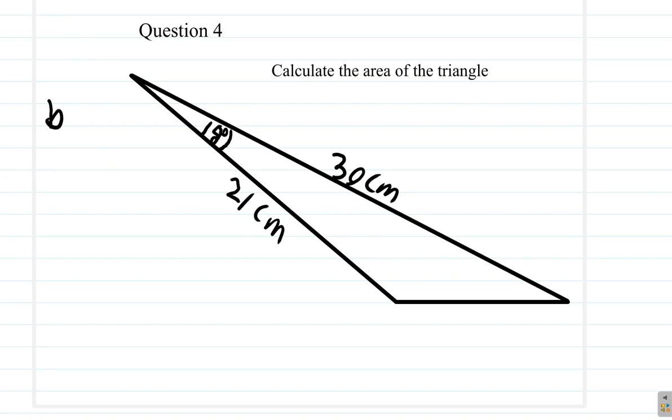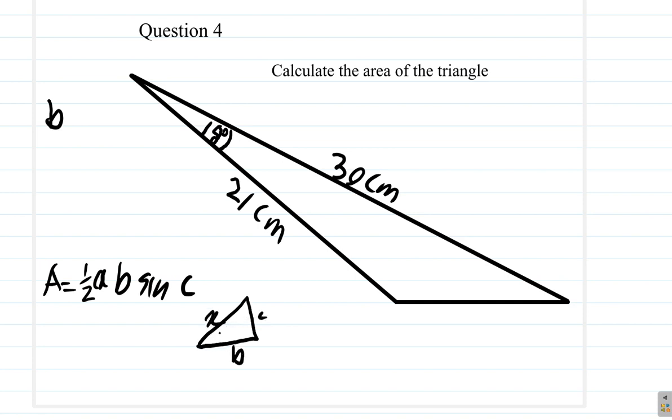Now, the formula we're going to use is generally it says the area is half AB sine C, right? So in this case, what they're really talking about is a triangle with sides A, B, this side is C, and the angle you're looking at is this one, alright?